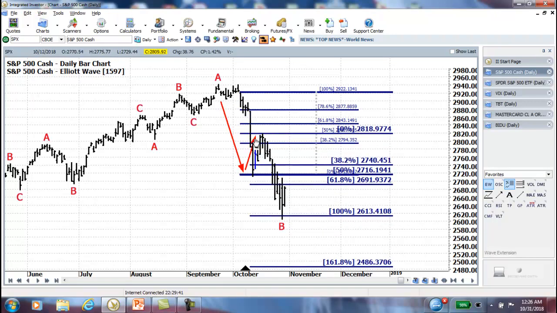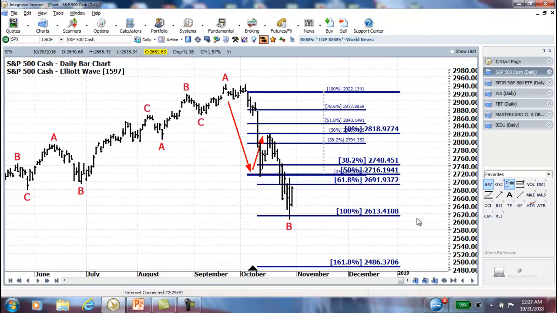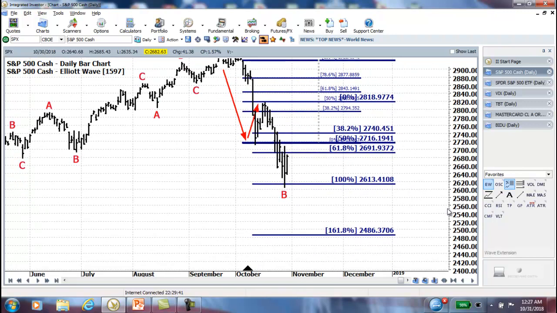And lo and behold, where did we go? Right to the 100% extension. So from that standpoint, the market actually could find a little bit of stability here. If we don't, where are we going? Well, we're going down to an extended C wave of the zigzag pattern, which would be down to the 161.8 level, or approximately around 2,500.